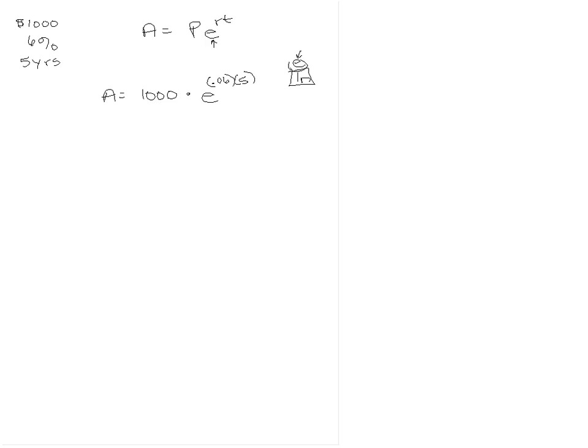So that is A equals 1,000 times E to the 0.30. So you find out what E to the 0.30 is, and then you multiply it by 1,000, and you should come out with $1,349.86, which is just a few more dollars. It is compounded continuously rather than quarterly.